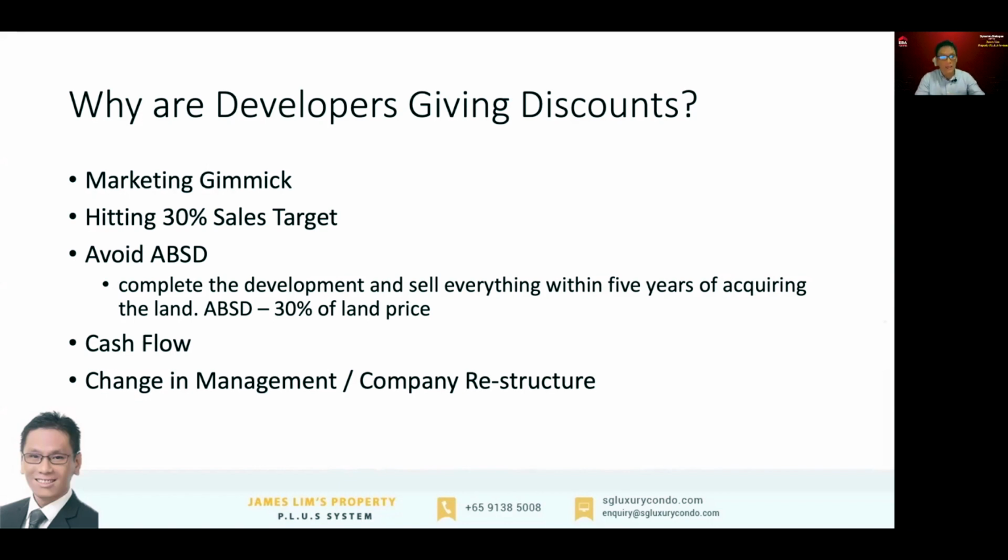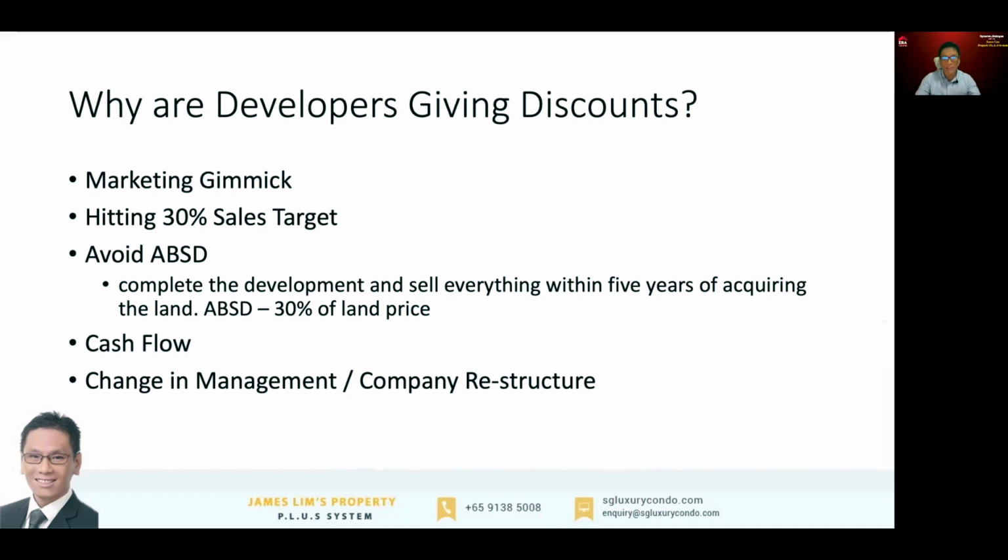Secondly, developers, especially for new launches, those that were just launched before the circuit breaker, have to hit a target. If they do not hit their sales target, the banks will give them some penalty. Hence, they have to hit a 30% sales target at the beginning. Therefore, in order to hit this 30% sales target, a lot of developers like to sell their products fast. And when they sell fast, they have a discount that they can give to attract more clients to their properties. As such, they are actually selling close to the break-even point.